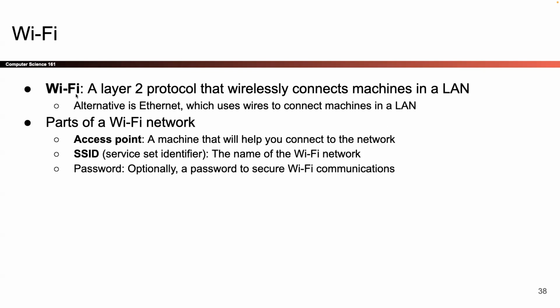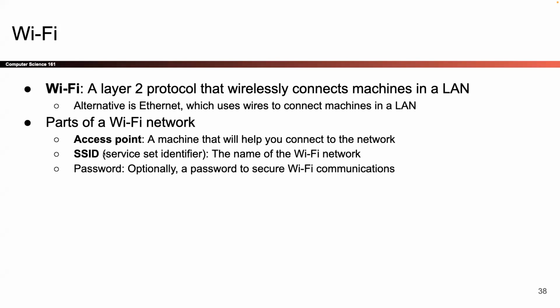So that's the Wi-Fi protocol. It uses some physical wireless technology at layer 1 that we're not going to talk about. The important things you have to know about the Wi-Fi network for this class is that each Wi-Fi network has these things associated with it. Each Wi-Fi network has an access point. This is the machine that helps you connect to the network. Remember that the network is just a bunch of machines connected together. The access point is some machine who sits there and its entire existence is just to help people connect to the Wi-Fi network.